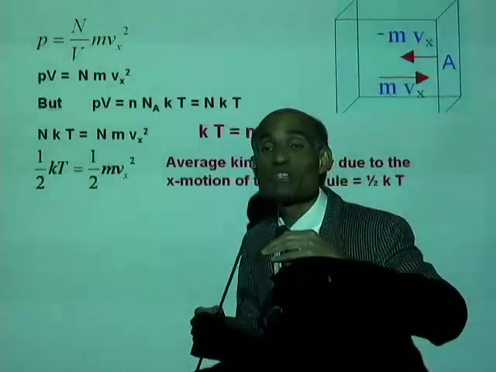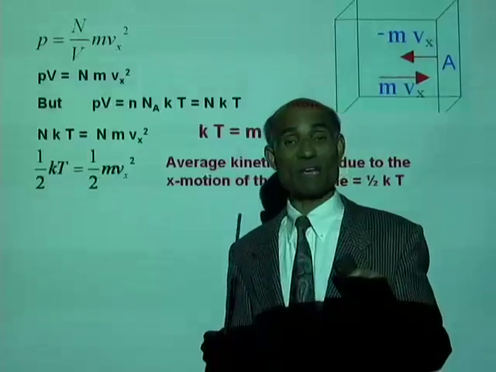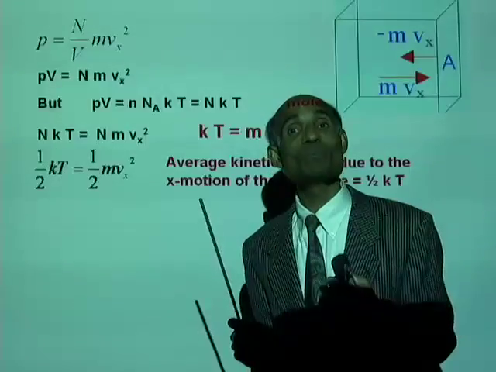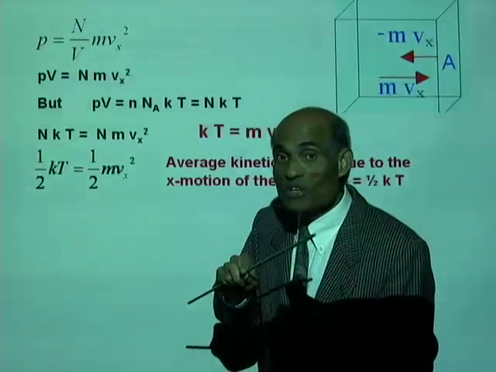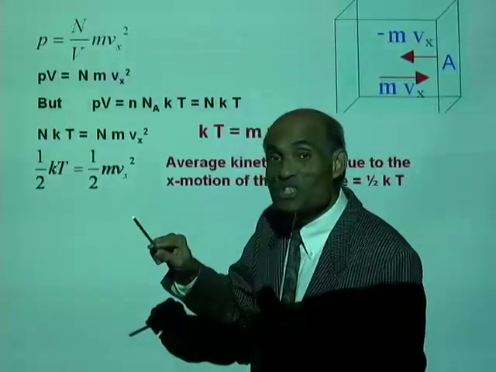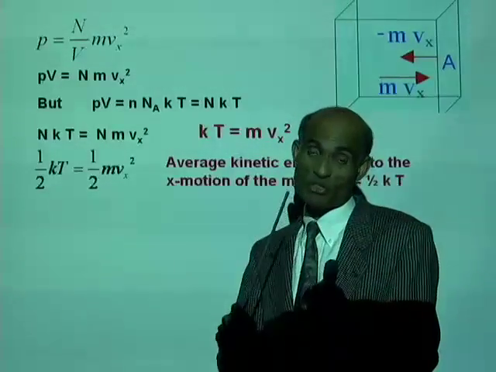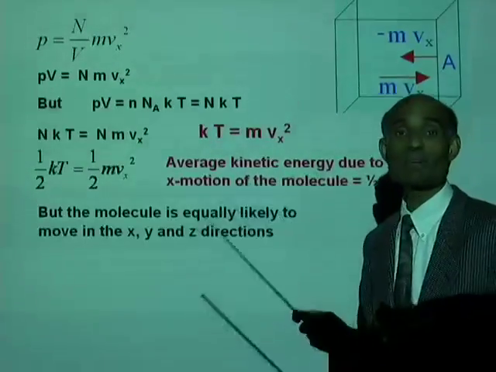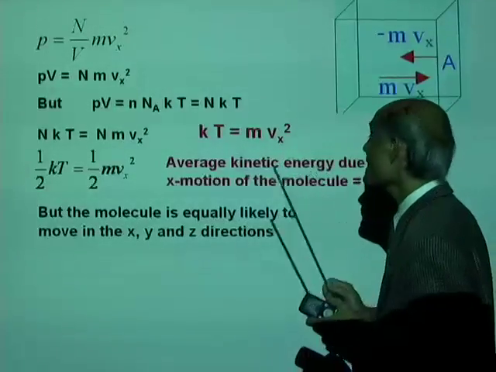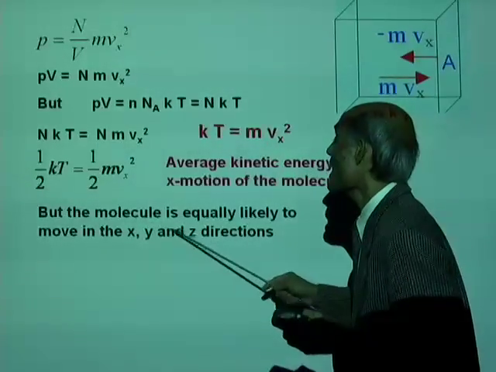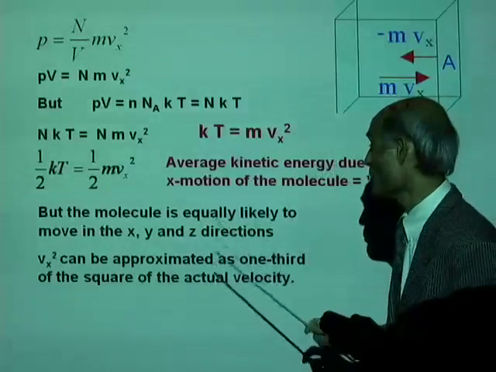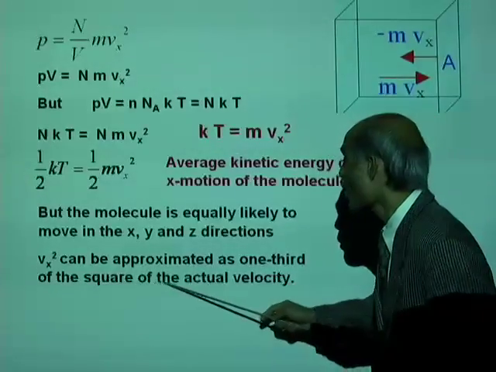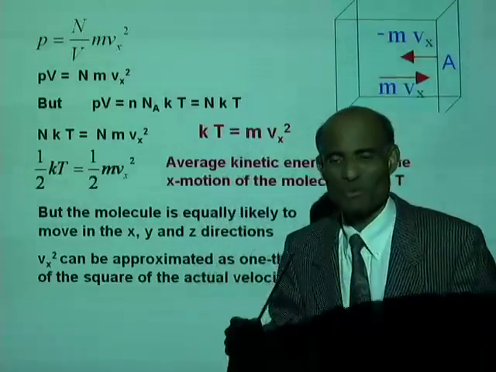That means average energy due to y motion also will be 1/2 kT. Average energy due to z direction motion also will be 1/2 kT. That means average energy due to each type of motion, x motion, y motion, z motion, each of these motions will give an energy of 1/2 kT. But the molecule is equally likely to move in the x, y, and z directions. Therefore, Vx squared can be approximated as 1/3 of the square of the actual velocity.